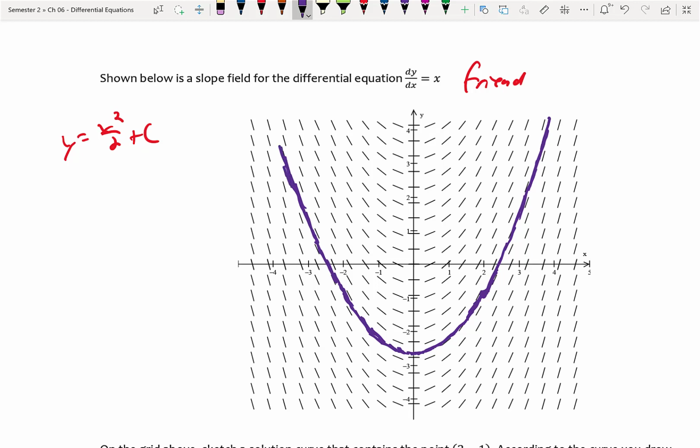And all of that curve I just drew because of that one point. Does your curve look parabolic? If it does, you did your job.